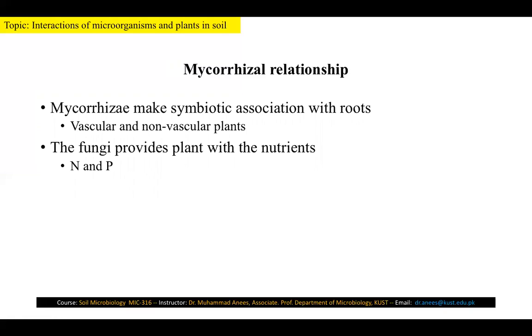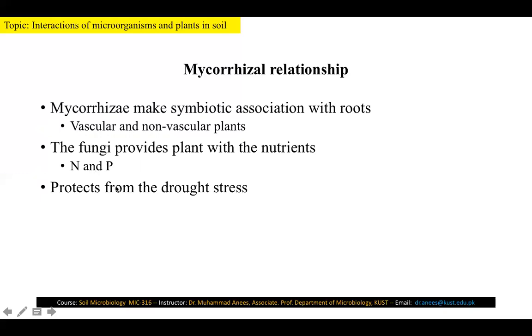So what is this symbiosis for? This symbiosis is for both. I mean, both get something out of the relationship. Fungi provides plants with some nutrients, for example, nitrogen, phosphorus, and potassium, etc. Most important in this case is phosphorus.